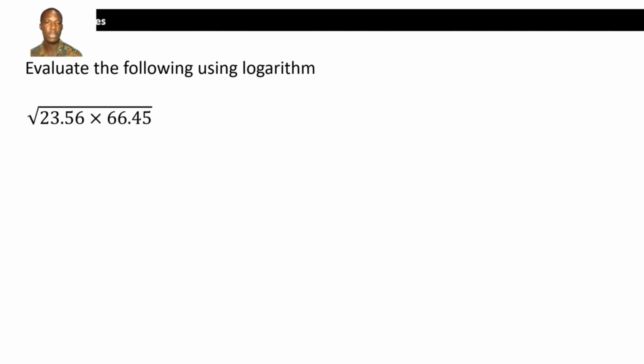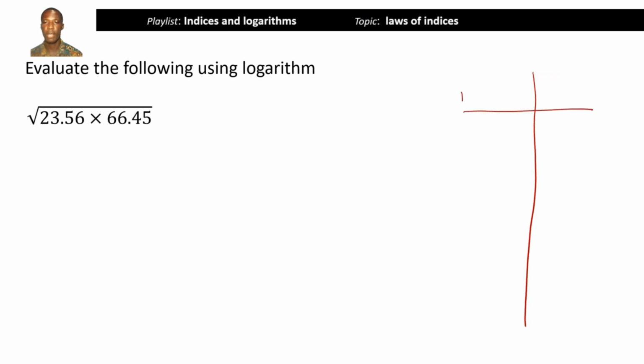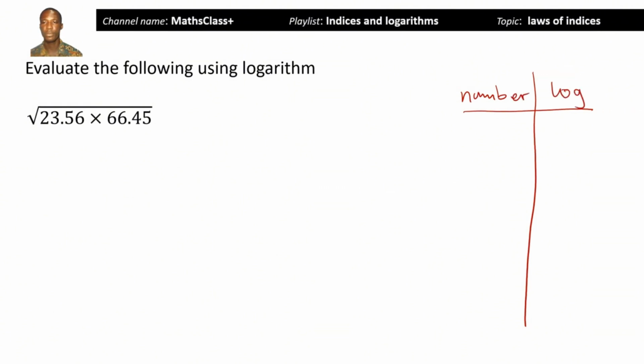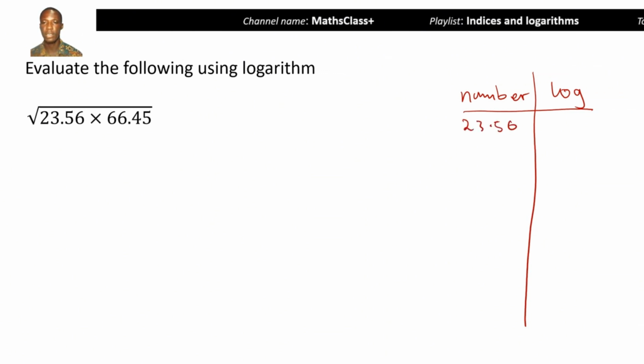We are to evaluate the expression under the square root sign, 23.56 multiplying 66.45. Okay, so we do it. We have our number here, and then we have the log value. So we take the 23.56, and when we convert this to standard form, we are getting 2.356 times 10 to the power 1. And because of that, our characteristic will be 1 point.